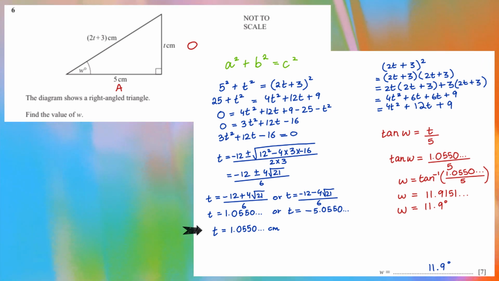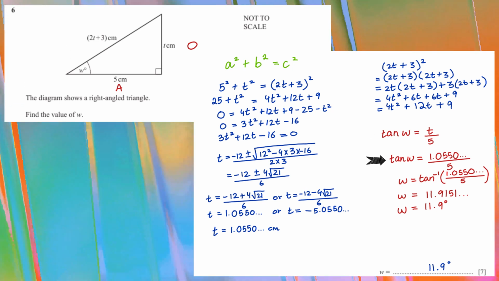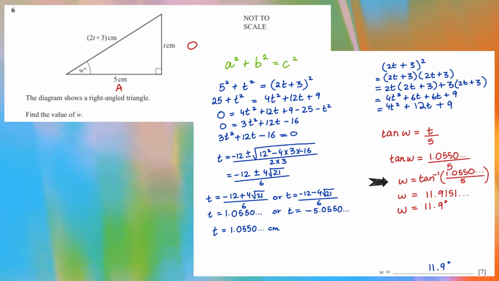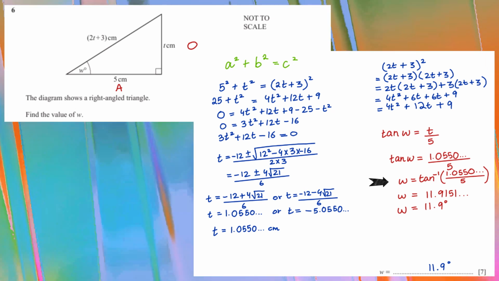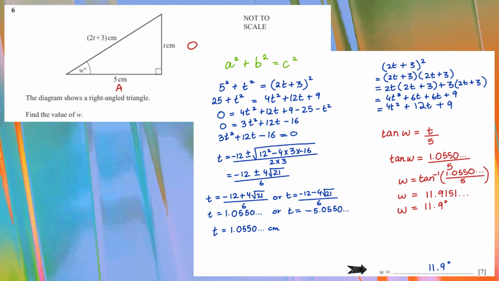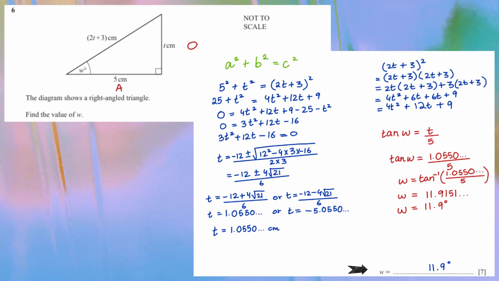Now, we substitute the value of t into this equation. This gives us tan of W equals 1.0550 and so on over 5. Then we take tan inverse of everything on the right side. Entering all that into our calculator gives us a pretty long value, 11.9151 and so on. Rounding to 1 decimal place gives us W equals 11.9 degrees. Therefore, the answer is W equals 11.9 degrees.